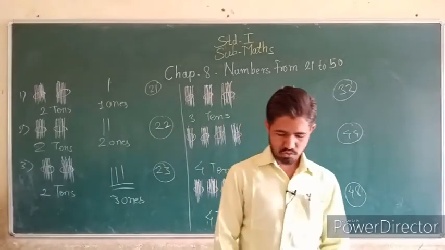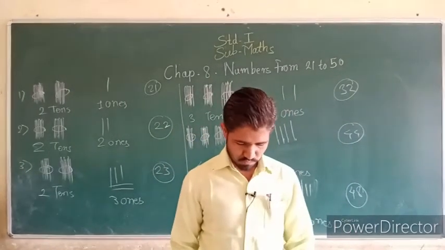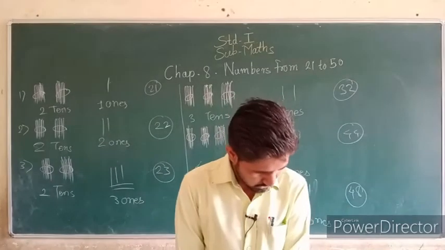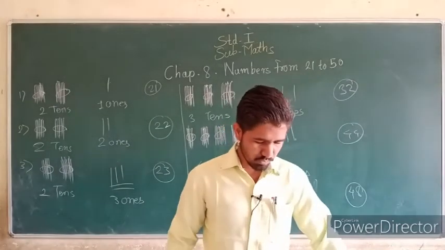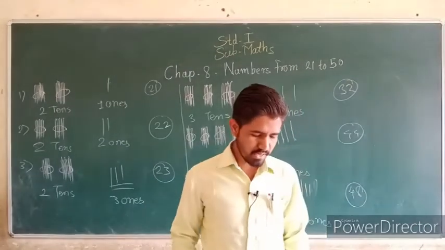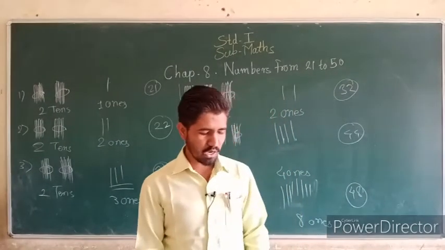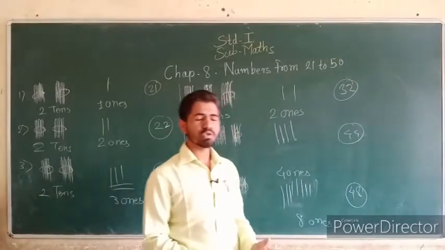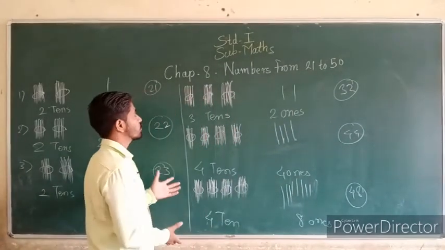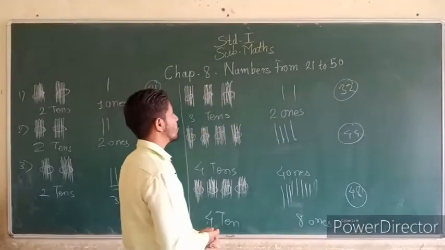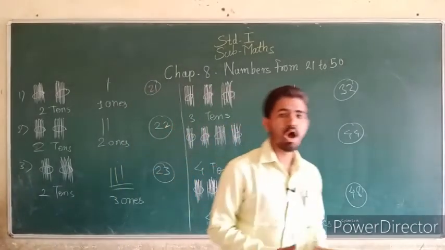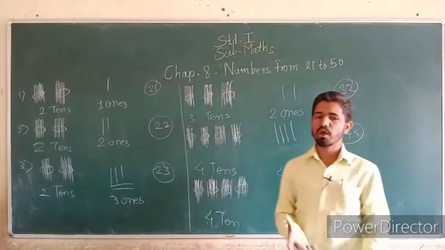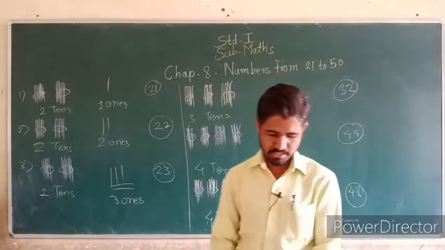Okay students. So after that there are columns. In those boxes you have to write the numbers 1 to 50 on page number 108. So students, here we complete our 8th chapter, numbers from 21 to 50. All of you understood what we learned today? Today we learned the numbers from 21 to 50. So how to write the numbers? You see the examples and solve all the examples.